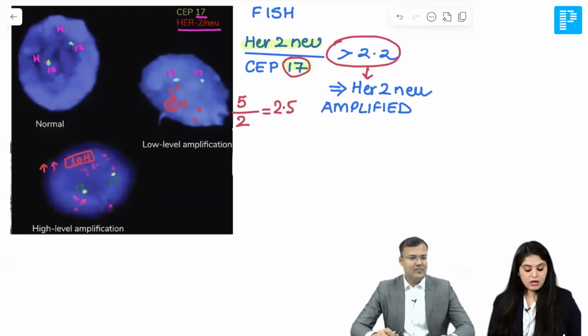Over here, there's no need to count. The HER2 signals are 10 divided by 2 chromosome 17s. It comes out to be 5. It is very much amplified, which you can even look at and tell without a formula.